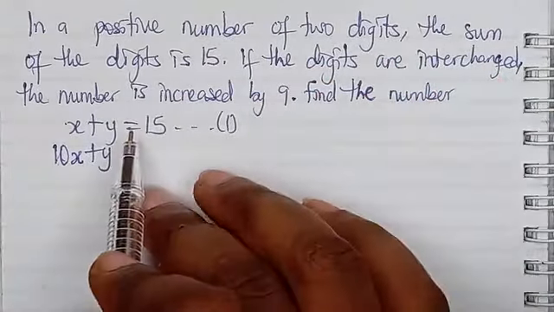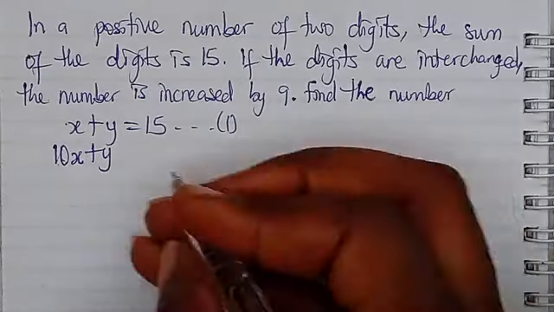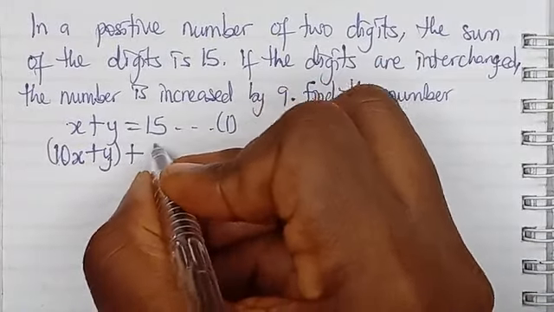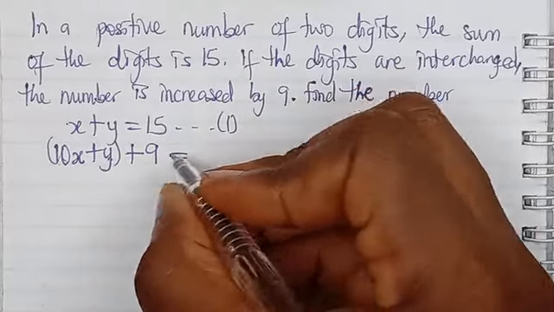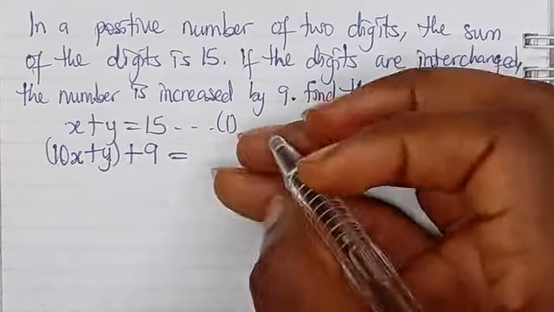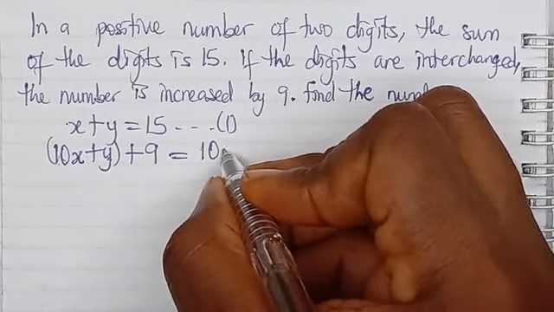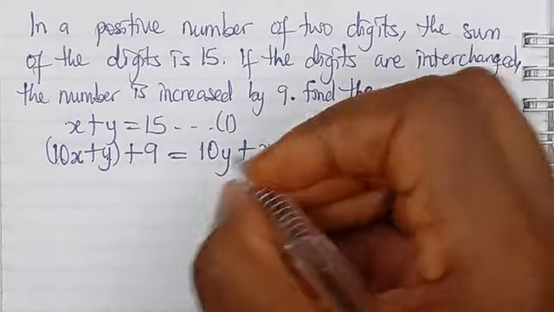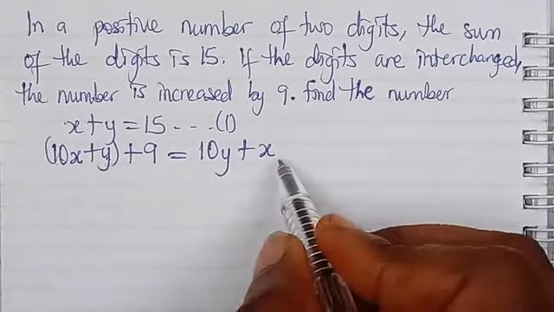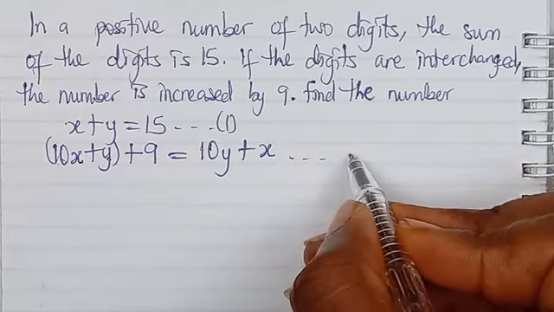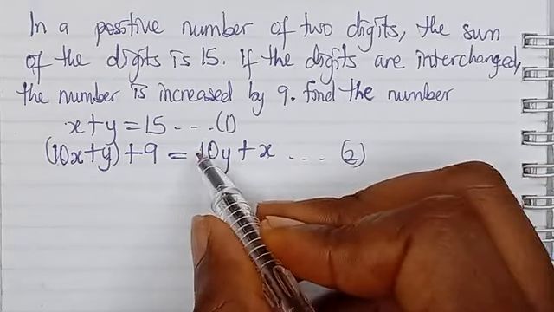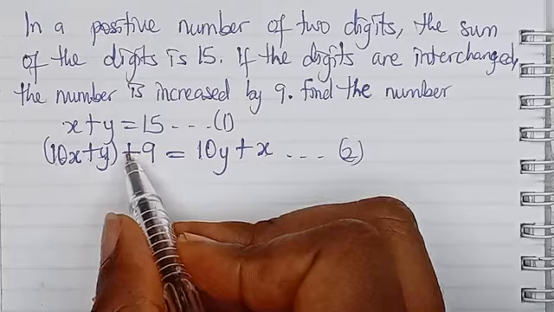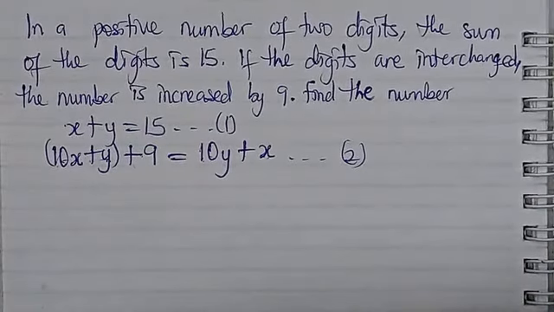If the digits are interchanged, the number is increased by 9. So this is the original number, and 9 will be added to it if these digits are interchanged. If the unit side now comes to be the tens side, y comes to be the tens side, plus x now becomes the unit side. So this equation forms equation 2. It means that whatever this value is was increased by 9. Increase means addition. Okay, so we formed the two equations.